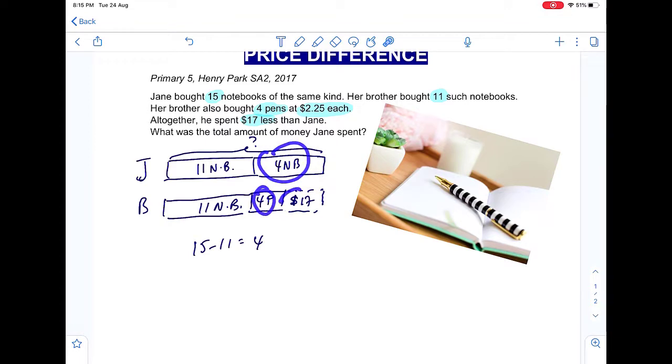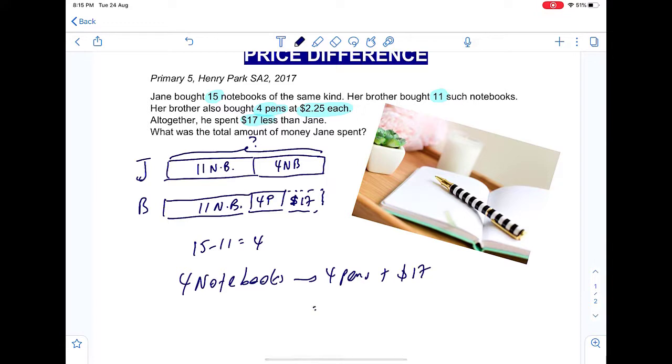4 pens plus $17. And what is the cost of each pen? It's $2.25. So 4 notebooks is basically the same as 4 pens plus an additional $17, right? So 4 pens is $2.25 times 4, plus $17.